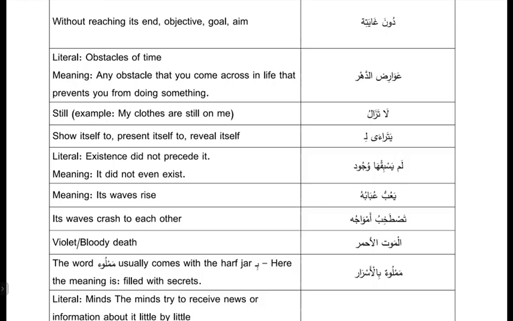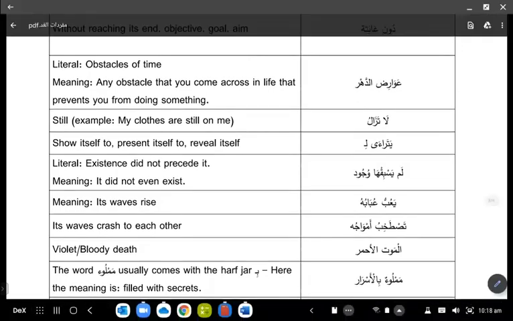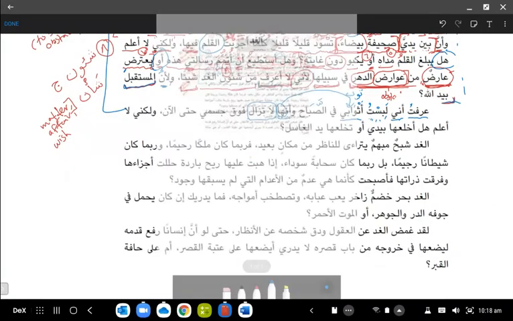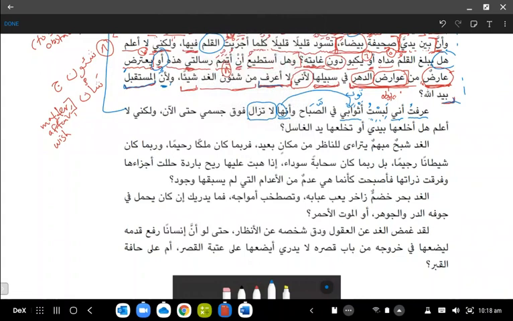So la tazalu, don't worry about the breakdown. But together, tazalu is a fi'al mudari'. La tazalu is still. It could be la yazalu if it's talking about a masculine person or object. If you're talking about yourself, it becomes la azalu, I am still. So just learn it as a vocab. We're not going to go into details as to how it's constructed. Very, very common in the language.